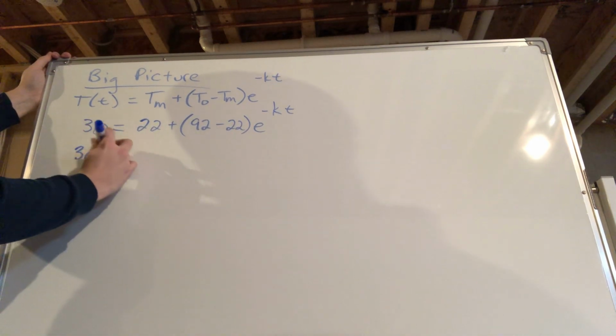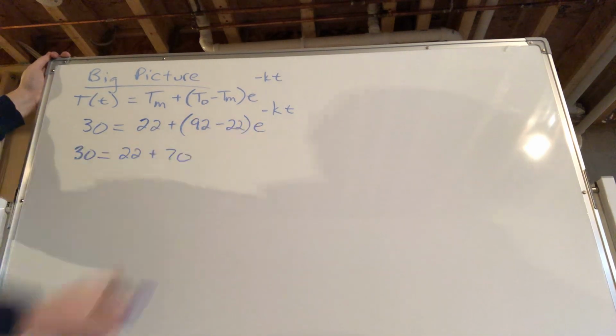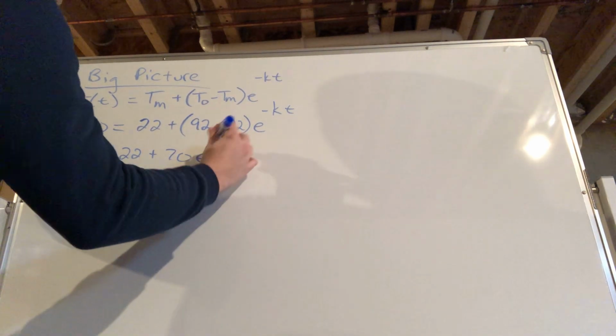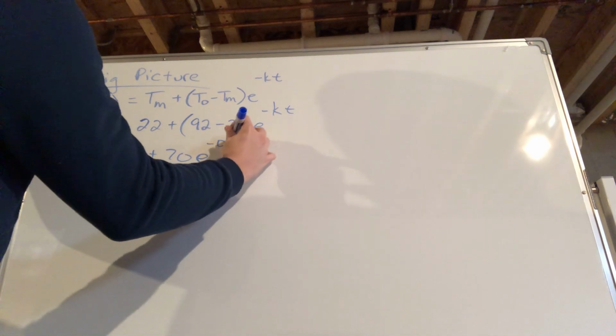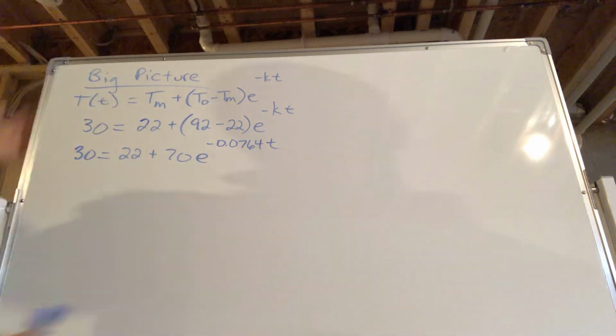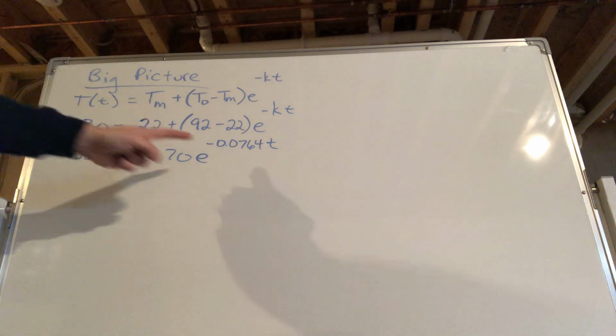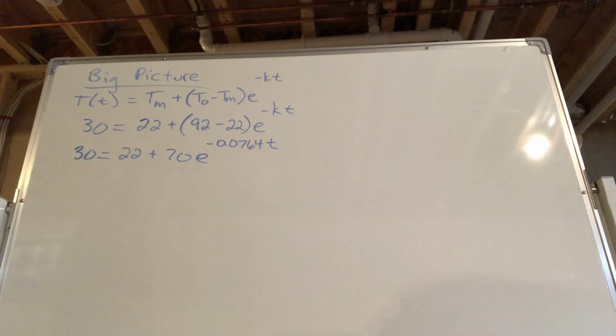So it's going to be 30 is equal to 22 plus 70. Remember, 92 minus 22 is 70. e to the negative 0.0764 t. So we found k. Yes, we plugged it back in. Hey, look, we only have one more variable, and so we should be able to solve for it. So it's the same process.